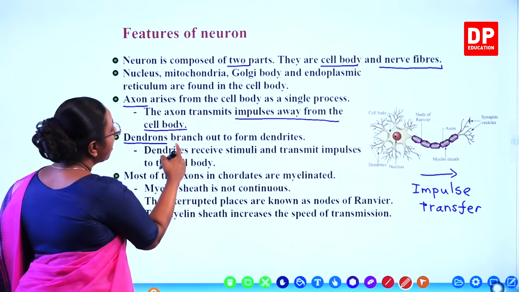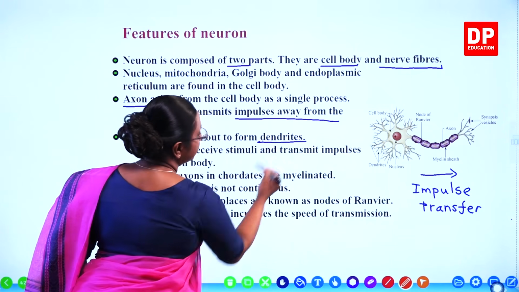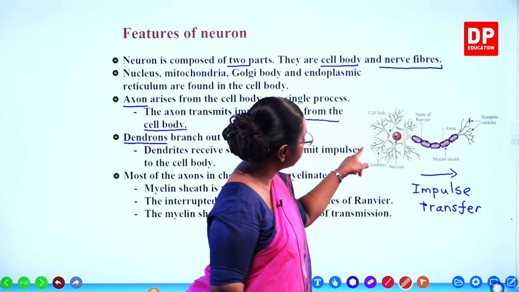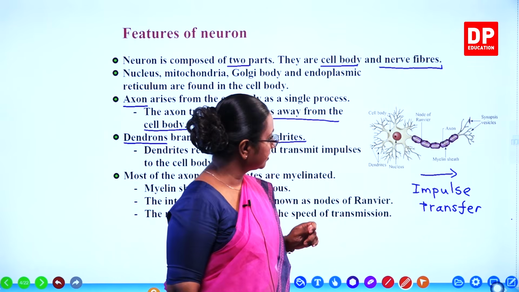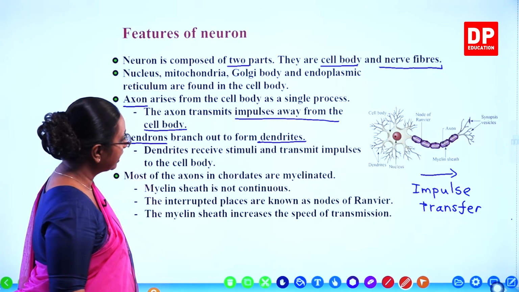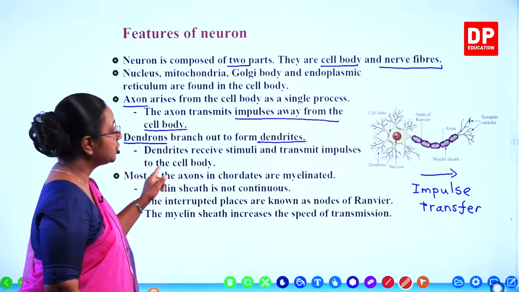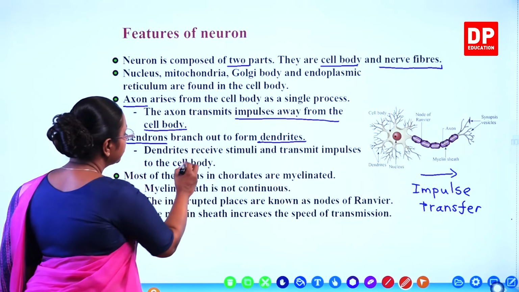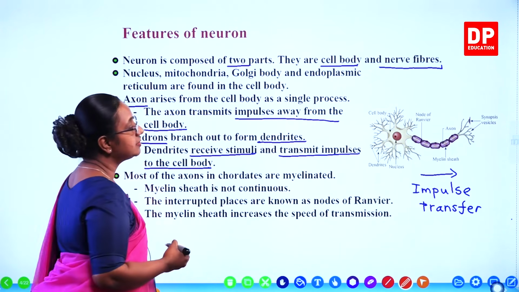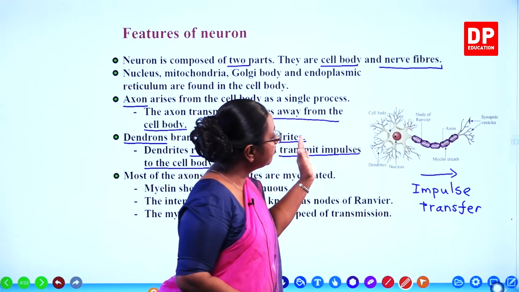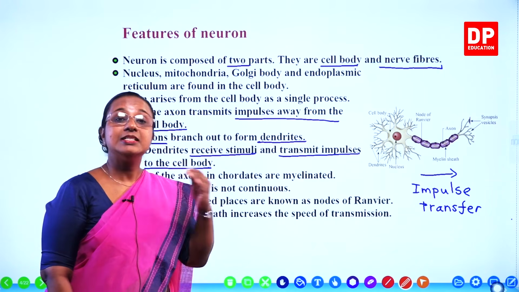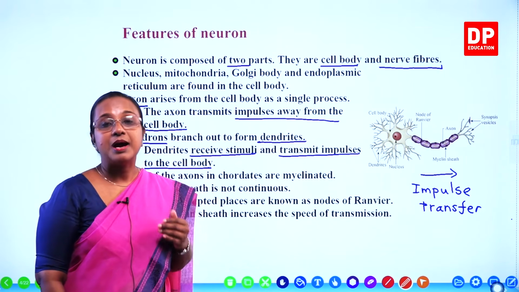Dendrons branch out to form dendrites. So here, as I showed you all before, these are the dendrons and they branch out and form the dendrites. Dendrites receive stimuli and transmit impulses to the cell body. So dendrites receive stimuli and transmit impulses to the cell body. Told you all, the information or the impulse is brought to the cell body by the dendrons, taken away from the cell body by the axon.